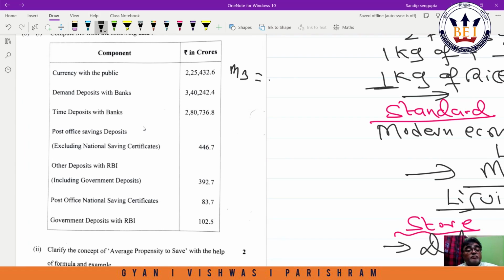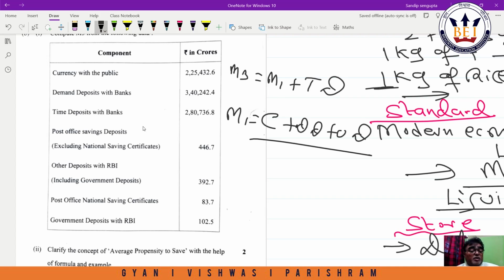M3 means M1 plus TD. Again M1, don't write anything. First listen carefully. M1 is equal to C plus DD plus OD. Give calculation. C means currency. Well, this is that, 2 lakhs something. DD, this is also given, perfect. Other deposit, here people will be confused. So this is not required because it is a part of M3. Not required. This is a part of M4. Other deposit, simple way they have given this.